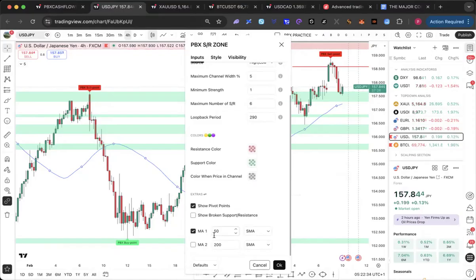MA1, or if you want the two. But I don't like my chart to be too dirty. I like my clean chart. Very, very important. So you put it there now. Click OK. So you see that? Select.